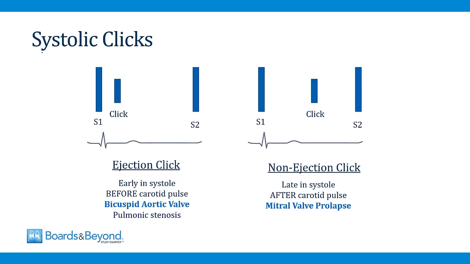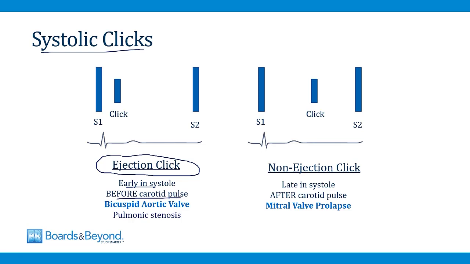Let's talk about systolic clicks. Systolic clicks are sounds that sound like a click. That's how they get their name, and they occur in systole. And there are two types of systolic clicks, each associated with different pathology. An ejection click is a click that occurs early in systole, and by early in systole, I mean that you can hear the click before you feel the patient's carotid pulse if you are palpating the neck.